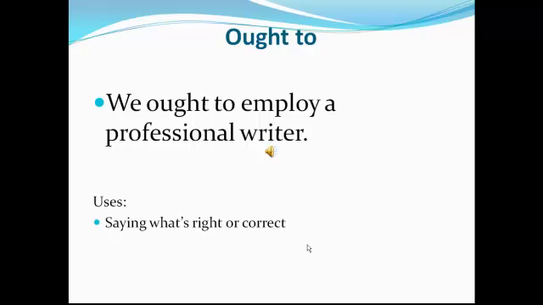The modal verb ought to. We use this for saying what's right or correct. For example, we ought to employ a professional writer.